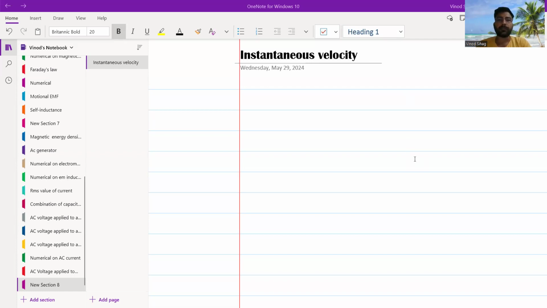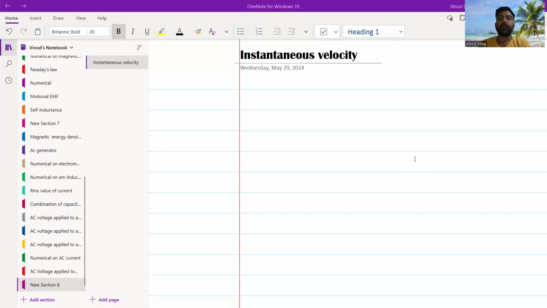So in today's lecture, we are going to study instantaneous velocity. Before going to instantaneous velocity, we should know about average velocity, because the concept of instantaneous velocity is somehow related with the average velocity that we study. So what is average velocity? Average velocity is the total distance traveled divided by the time taken to travel that distance. That is called the average velocity.